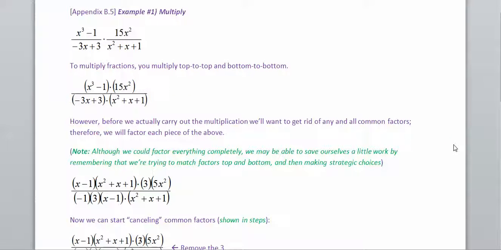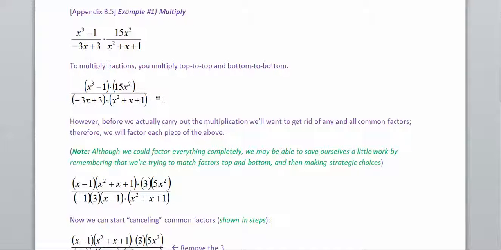Okay, let's take a look at example 1 from Appendix B.5. In this example, we're asked to multiply rational expressions. Again, rational expressions are just fractions, and we multiply fractions top to top, bottom to bottom. So I rewrote the original down as a single fraction, top to top, bottom to bottom.